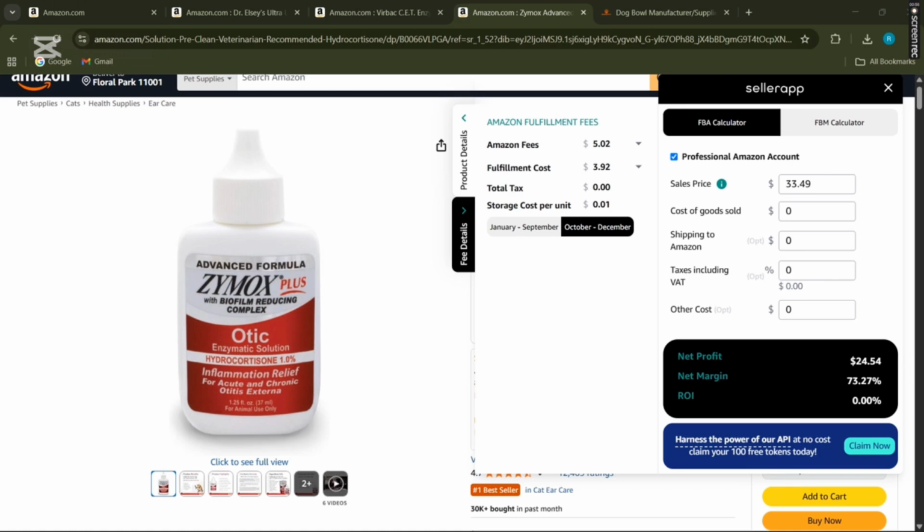For example, the product that we saw, the product that was actually good to sell, in which the buy box was dominated by the FBAs. Let's look at that. It's being sold for $33.49. Let's suppose you entered in that product. You go there and you list that product for $33.05. Okay, so now the Amazon fee would be 4.96, the fulfillment cost would be 3.92, and storage fee 0.01. That is the Amazon's fee entirely.